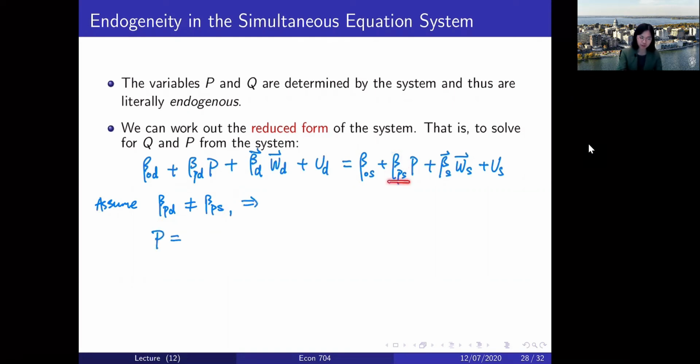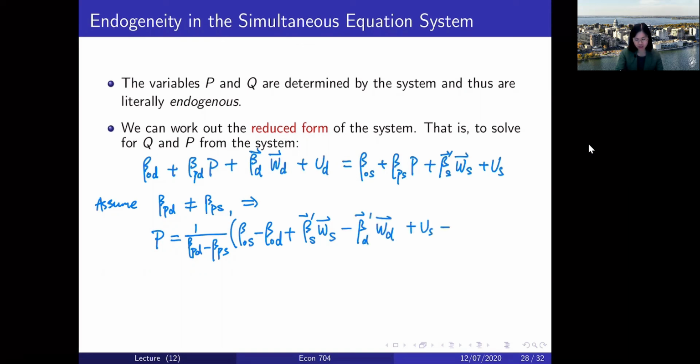We move both of the P terms to one side and move the rest to the other side, right? So what we are going to get is P equals 1 over beta PD minus beta PS, times beta 0S minus beta 0D, plus beta S WS minus beta D WD, plus US minus UD.